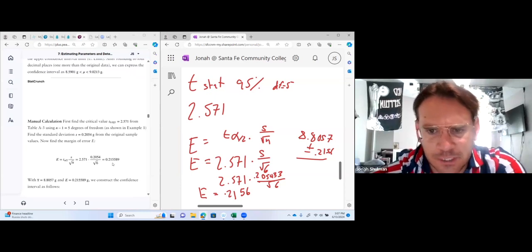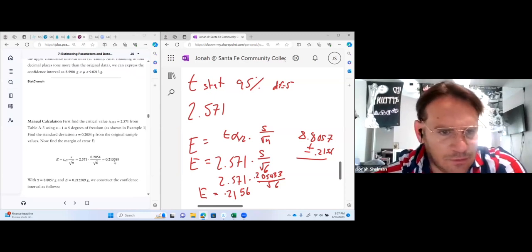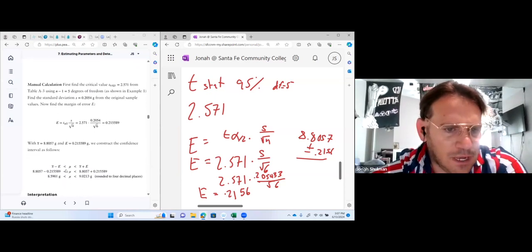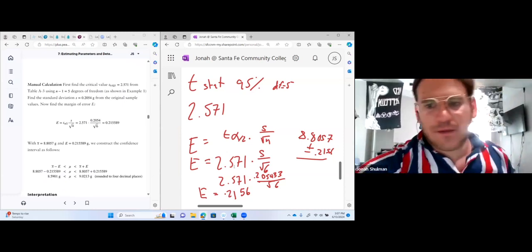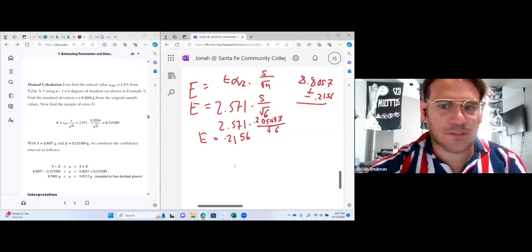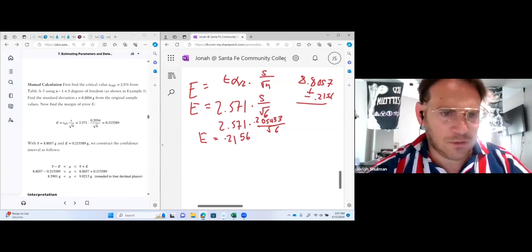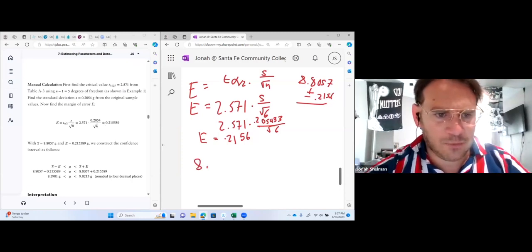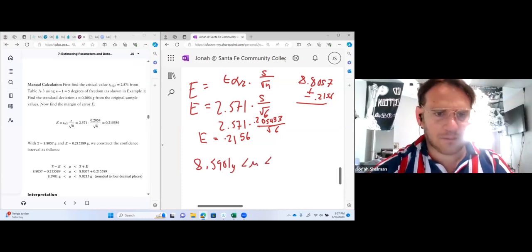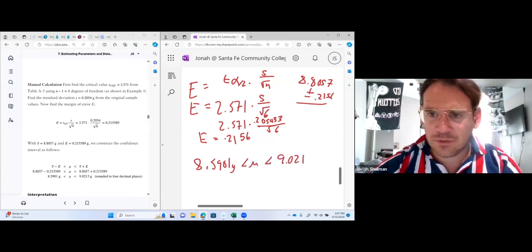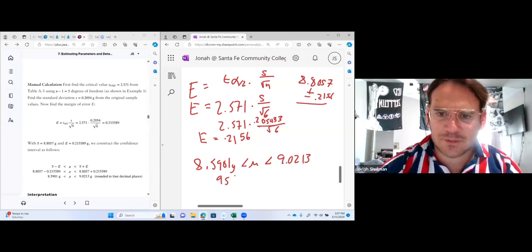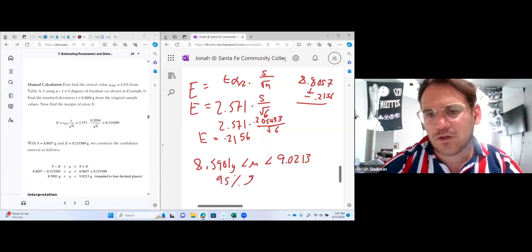0.21. That's what we got. 0.2155. 8.6 and 9.0. I love it. So I got the right answer, which basically means we have 8.5901 grams for the mean, the 9.0213. This means we are 95% certain that the mean falls between these values. Boom.